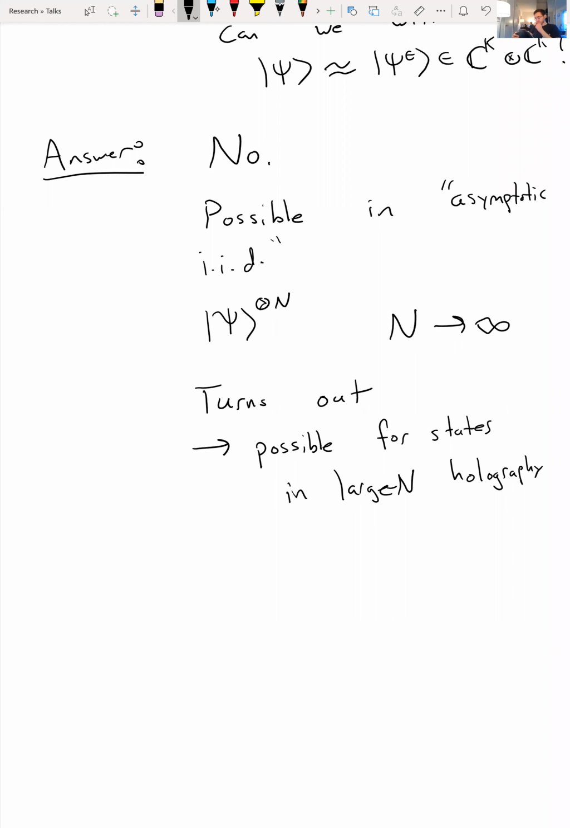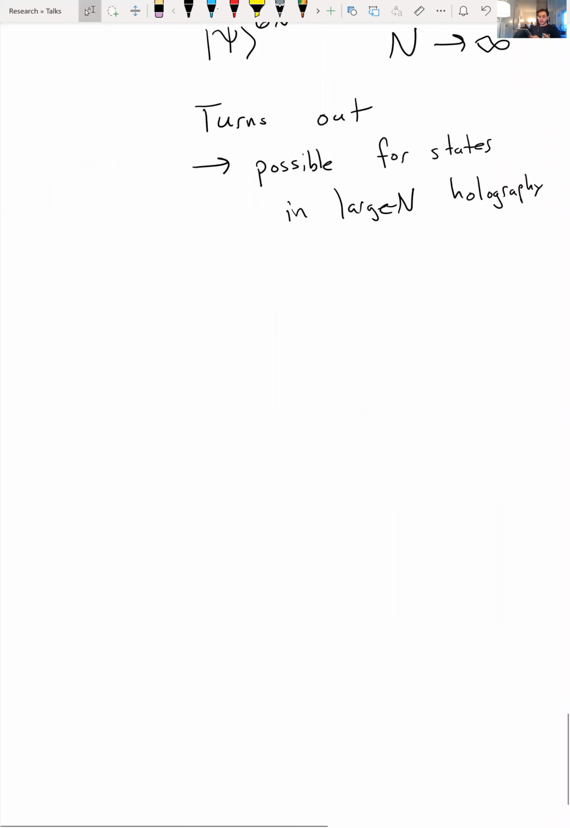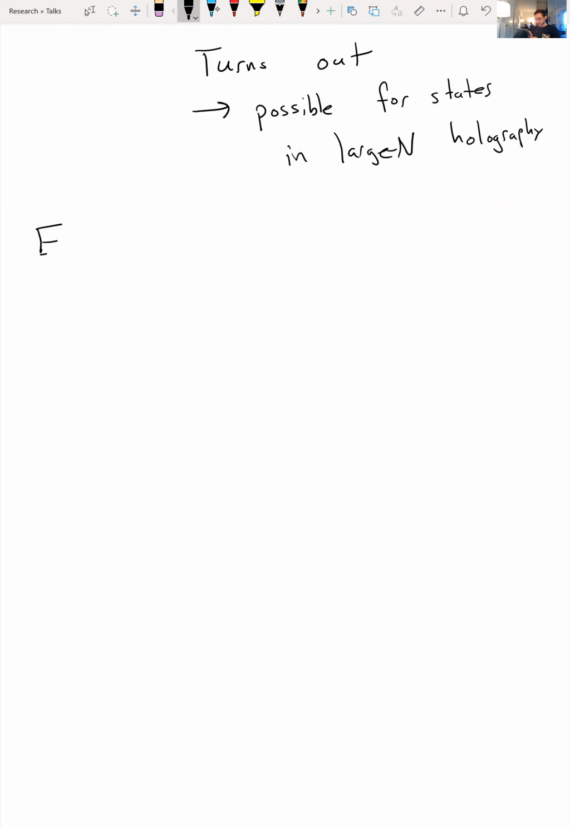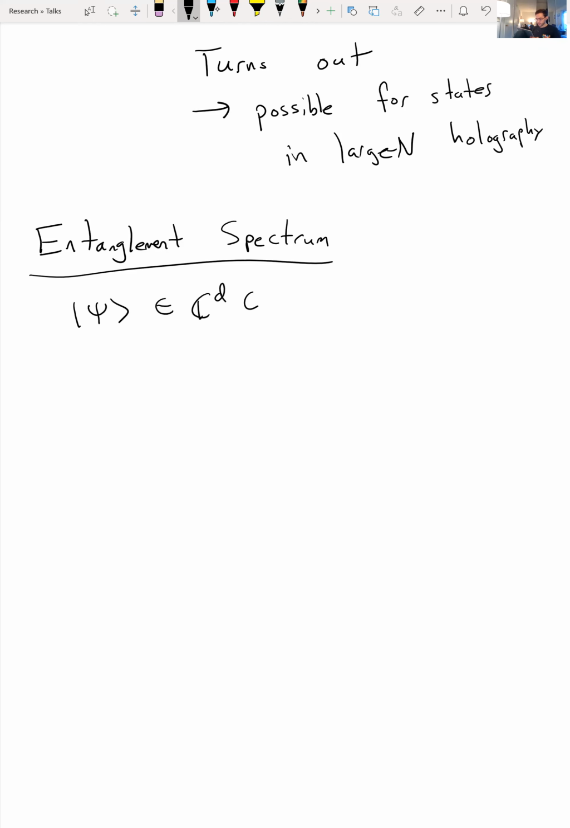In order to prove this for you in large N holography, I'm going to first need the notion of an entanglement spectrum. I'll just say what this is very quickly and draw some pictures that I think will be useful. If you give me a state on this Hilbert space we've been considering, the 2-qubit Hilbert space, then I write its reduced density matrix on one of the subsystems in the usual way.